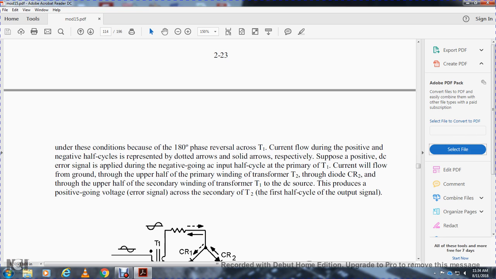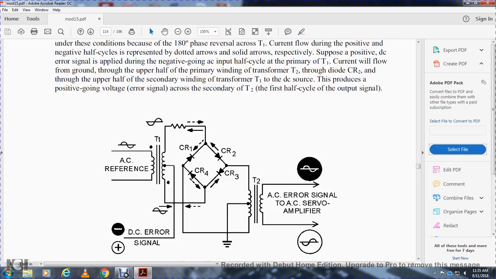During the half cycle, with the primary of transformer 1, current will flow from ground through the upper half of the primary winding of transformer 2, through control rectifier 2, and through the upper half of the secondary winding of transformer 1. The DC power produces a positive-going voltage that will cross the secondary of transformer 1, the first half cycle of the output signal.